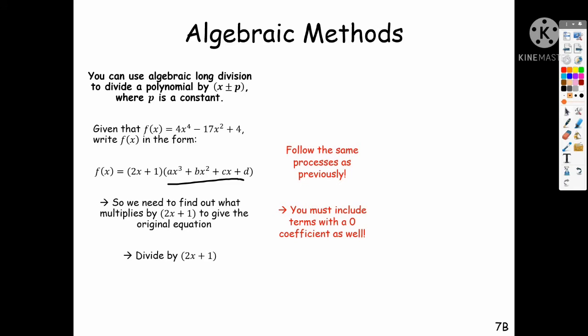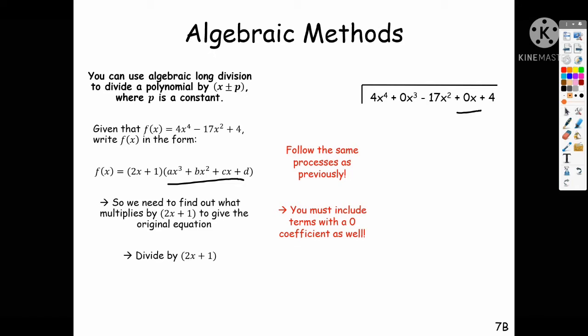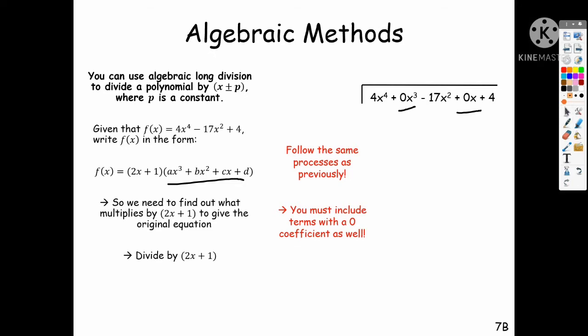Follow the same process as previously. You must include terms with a zero coefficient as well here. So we have 4x to the 4 plus 0x cubed minus 17x squared plus 0x plus 4. I like to call these placeholders. Whenever I teach A-level maths and this content, I will always call them placeholders, similar to place value, where you have placeholders for things. You can call these placeholders when you do division. So we'll see that in a minute. So we can do the same method.